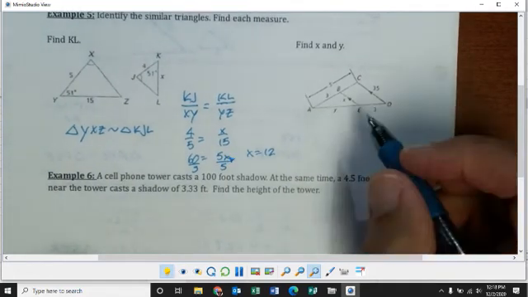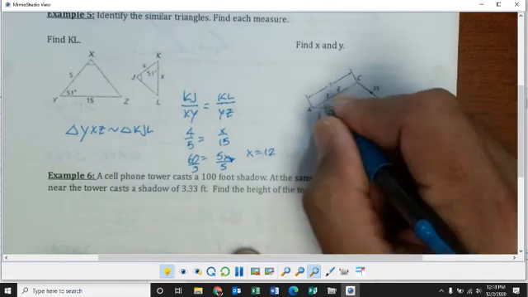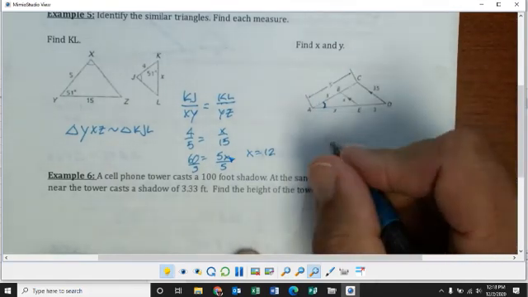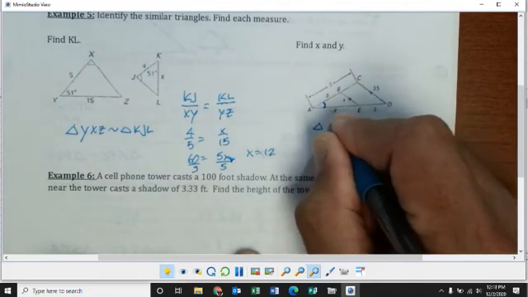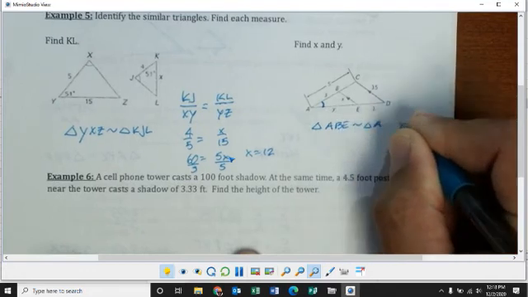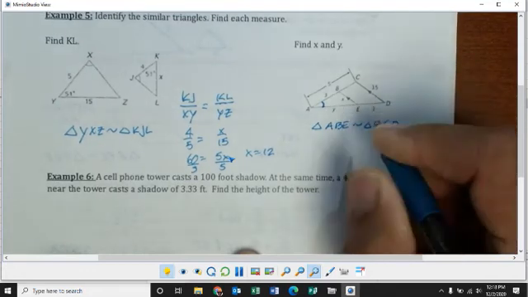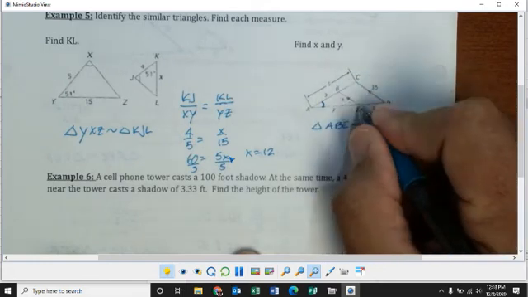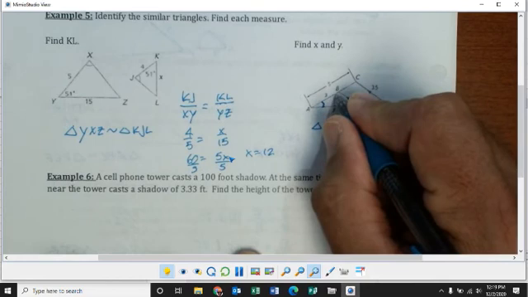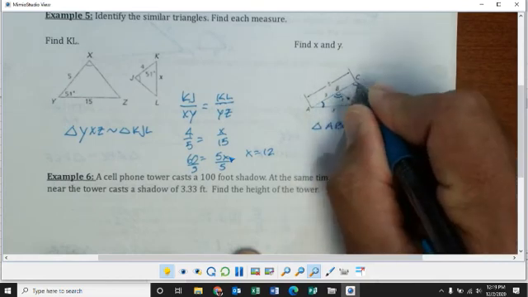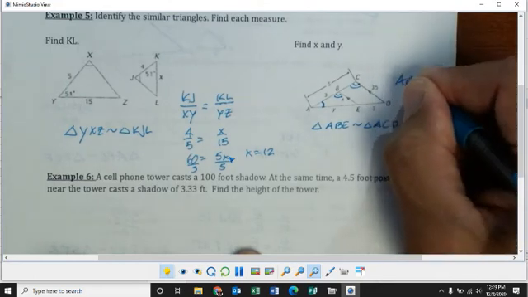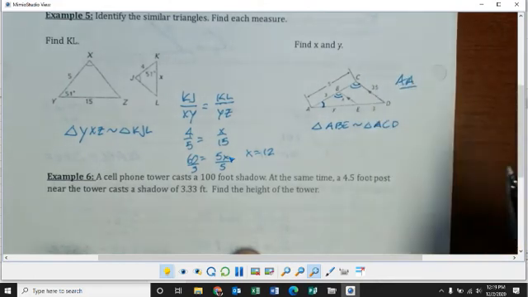Find x and y. Now here the hint is this angle is in common to both triangles. So I could say that triangle ABE is similar to triangle ACD. Right? These lines are parallel, so because these are parallel lines crossed by a transversal, I know that these two are corresponding angles, so they must be congruent. So then I've got similarity by angle. Okay, so I've got similar triangles here.